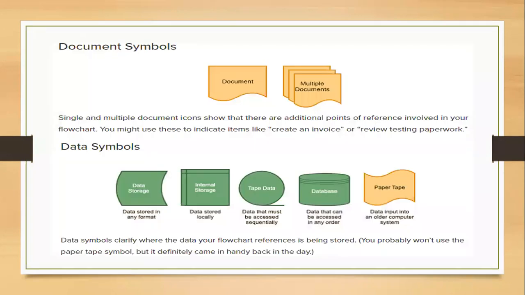But there are some advanced symbols as well. So what are these? Let's discuss them also. Document symbol. A document is a thing that contains all the information about a single concept. So that document is represented with the help of this particular shape.